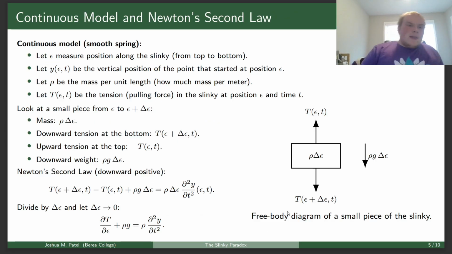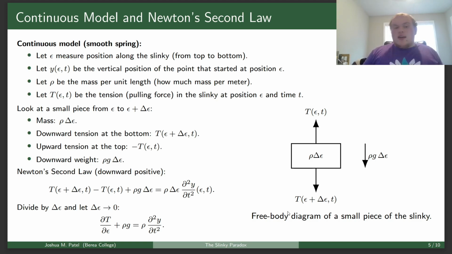And so to develop that intuitive sense, we're going to define a continuous model, basically a smooth spring. It's just an idealized cylindrical spring. We're going to define epsilon as the measured position along the slinky. Basically it's a way to divvy it up by stating that the top of the slinky is 0 and the bottom is 1. And we're going to let the vertical position of the point that we started at epsilon be y. And we're going to define that for the entire idealized smooth spring we have a mass per unit length called rho, basically our linear density.